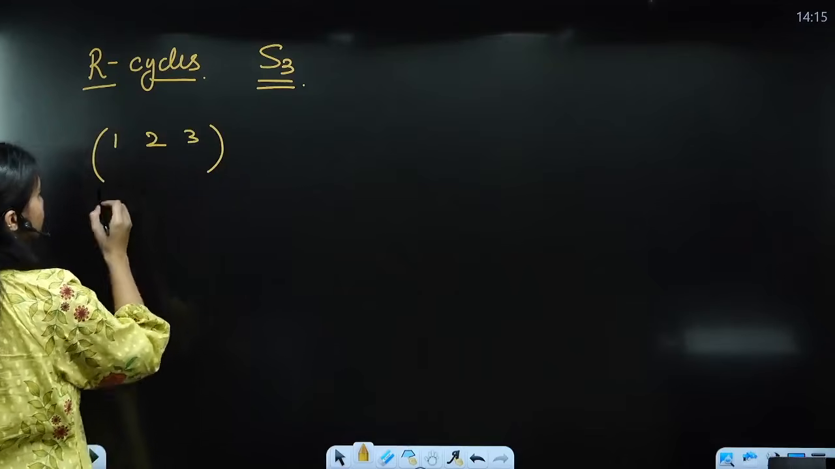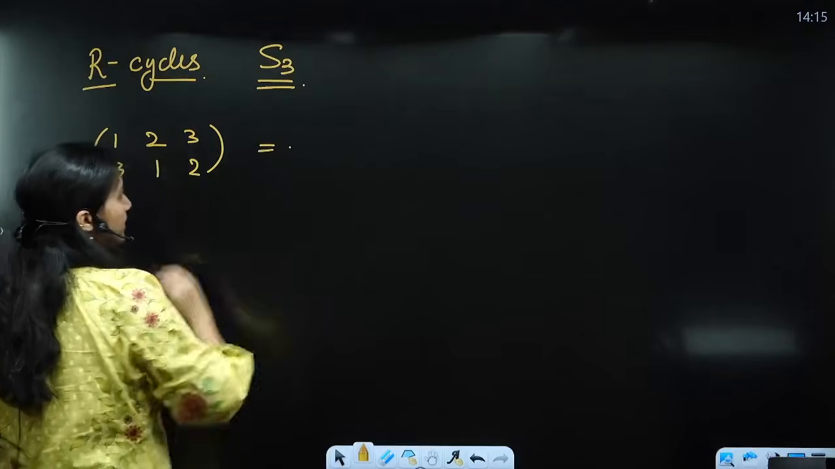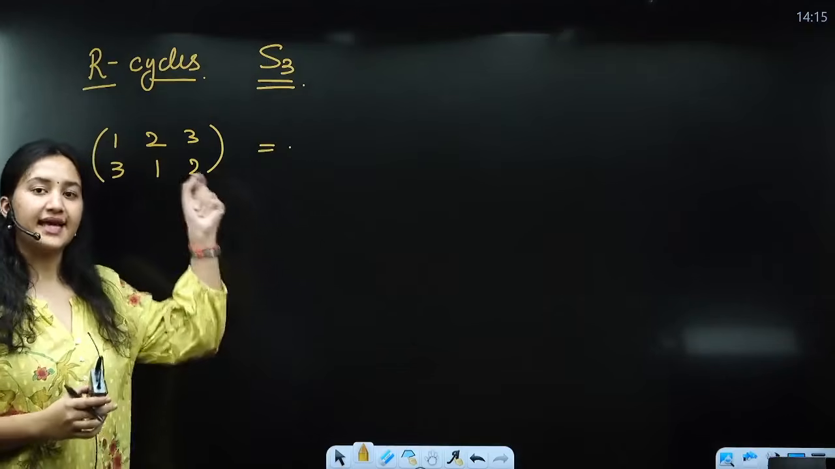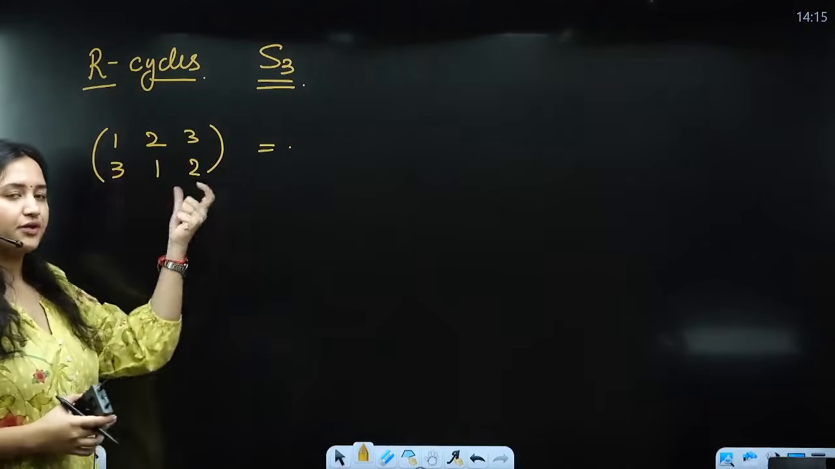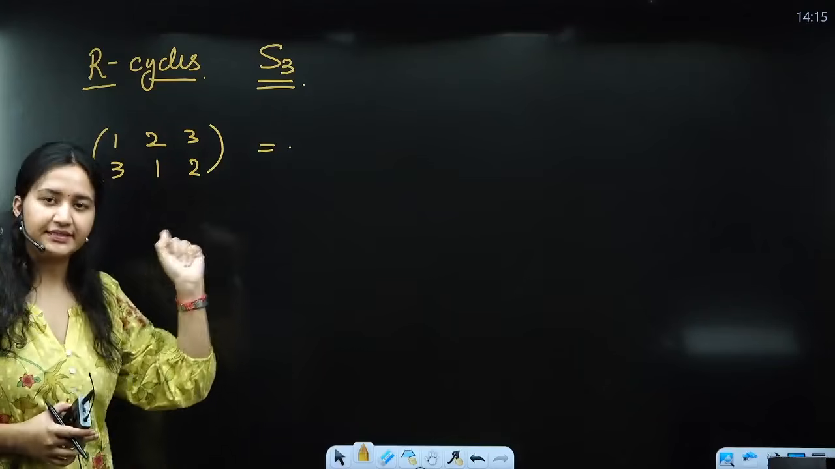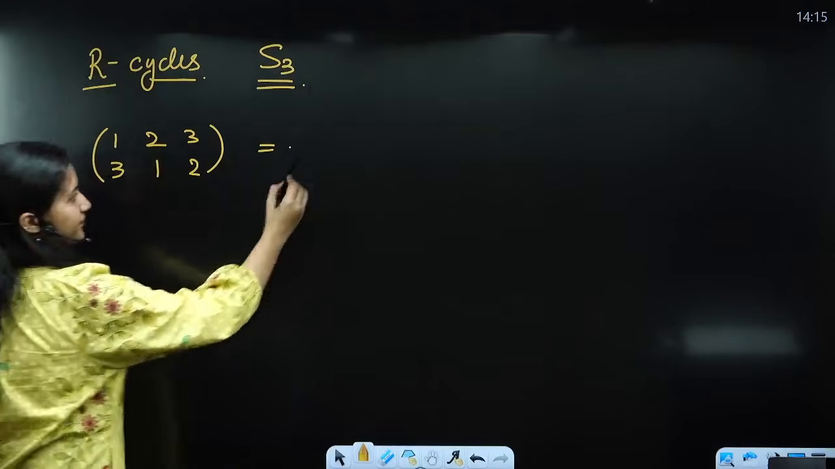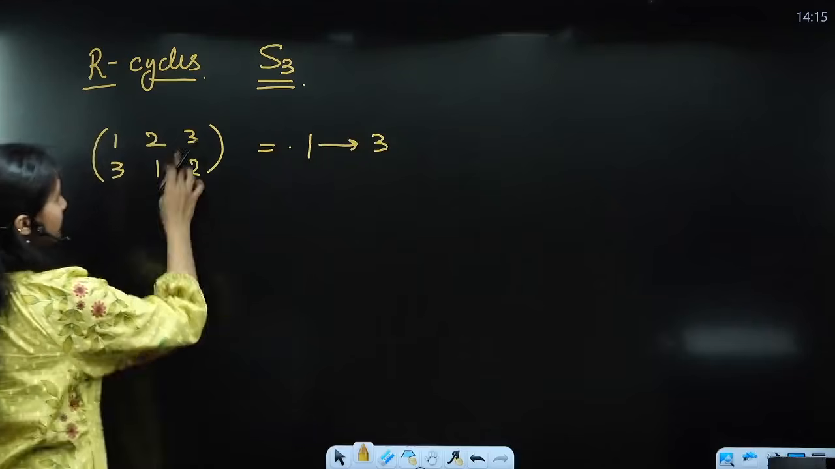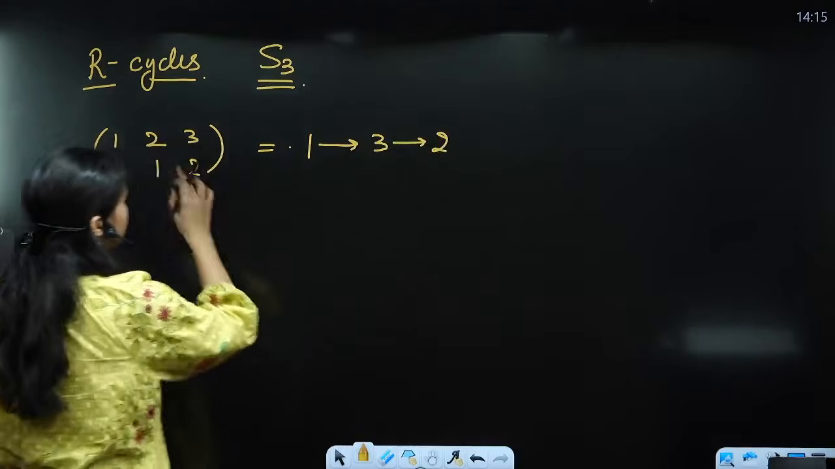Let's say you have the S3 group, right? And then you have the permutation as 1, 2, 3, 3, 1. So what you're going to do is try to form a cycle. It is written R cycle, and it is also called a cyclic permutation. You are trying to form a cycle and represent this function in just one line. How? See, 1 is mapped to 3. 3 is mapped to 2. And then 2 is mapped again to 1.